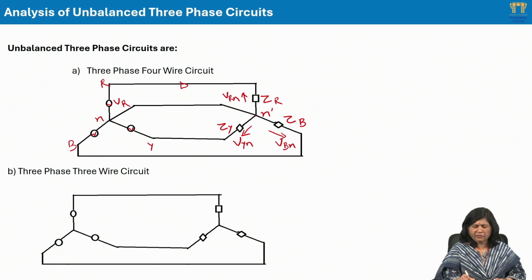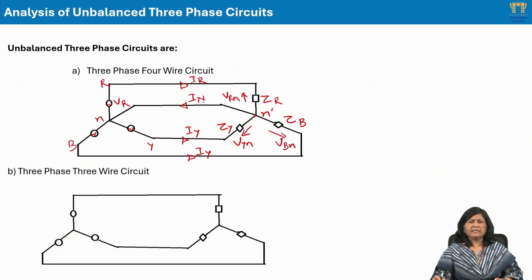So it is easy to find out the line current IR, line current IY, and line current IB. We can apply KCL at node N dash and we can get the neutral current also from this method. This method is very popular and is available in all the books.